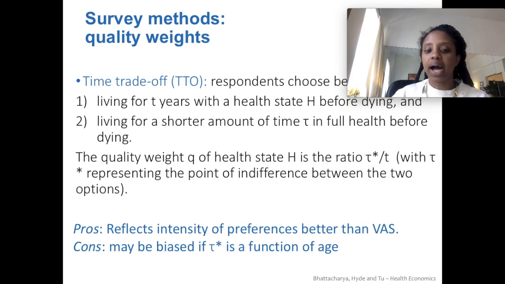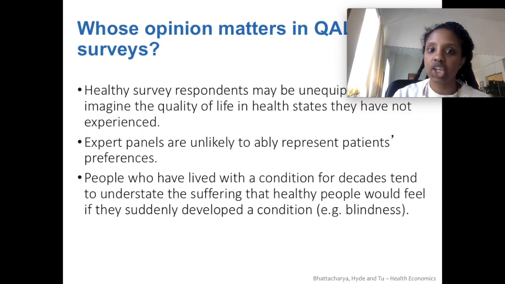But it can be biased if tau, the shorter amount of time that you're willing to have, is a function of age. When you're older, you might be more willing to have poorer health than when you're younger. So it's not exactly a true elicitation of that condition. It's biased by an individual's characteristics, specifically their age.